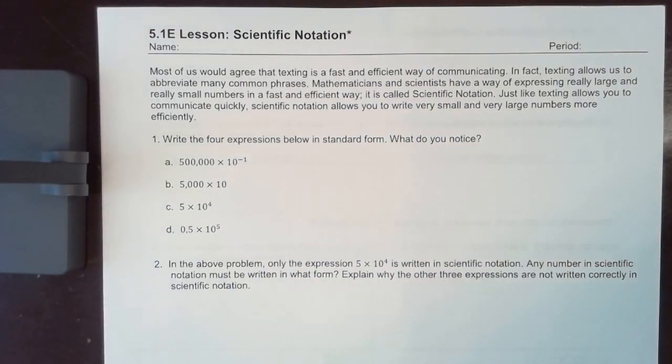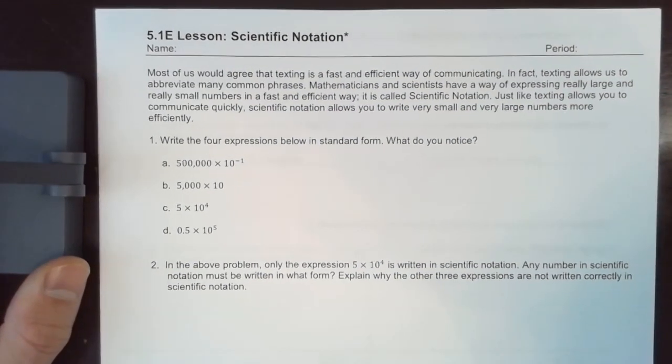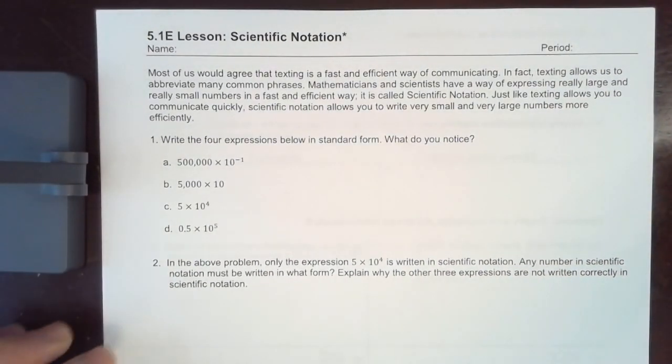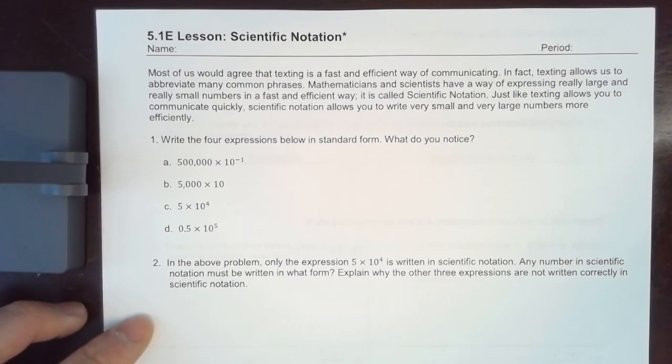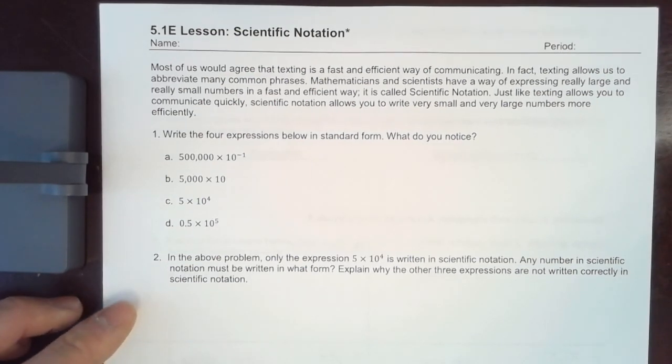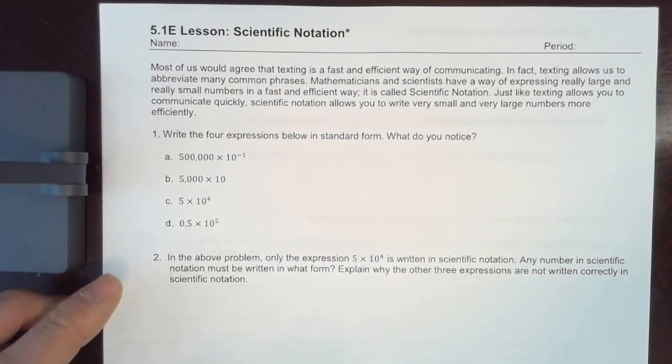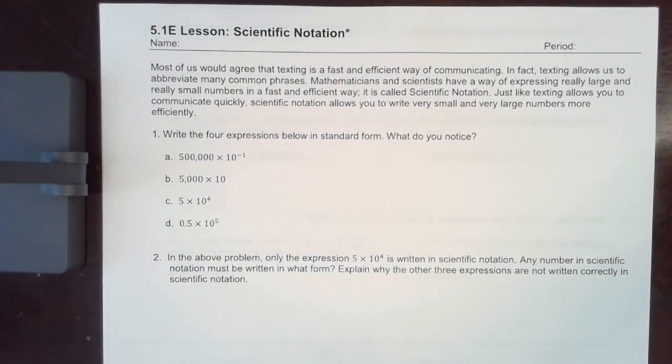Most of us would agree that texting is a fast and efficient way of communicating. In fact, texting allows us to abbreviate many common phrases. Mathematicians and scientists have a way of expressing really large and really small numbers in a fast and efficient way. It is called scientific notation. Just like texting allows you to communicate quickly, scientific notation allows you to write very small and very large numbers more efficiently.